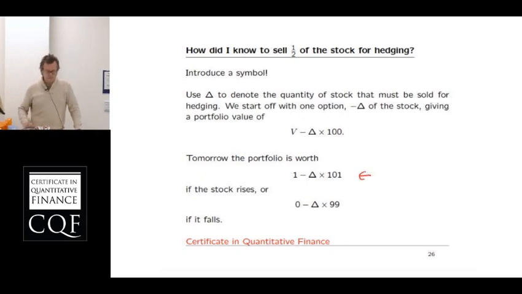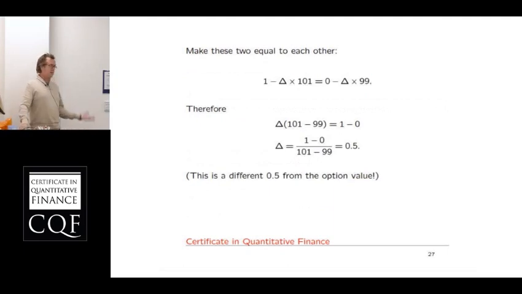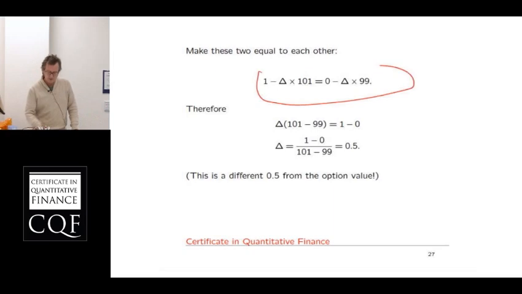Tomorrow the portfolio is worth either 1 minus delta times 101 if the stock goes up, or 0 minus delta times 99 if the stock goes down. All I have to do to make sure that I make the same amount of money whether the stock goes up or goes down is just make those two things equal to each other. The payoff in the two situations.